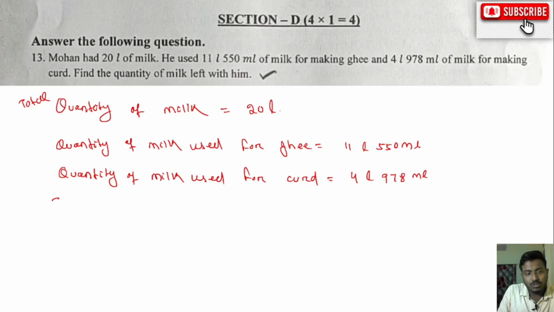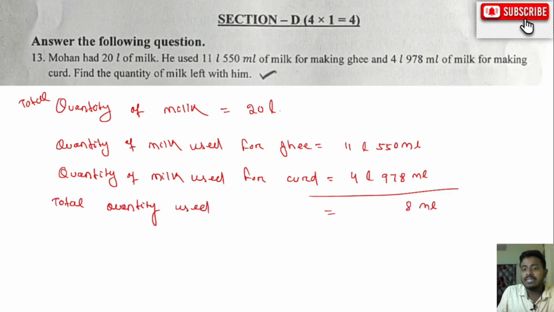How much? Simply addition, that is here is ml, 8 plus 0 is 8, 7 plus 5 is 12, carry 1, 6 plus 9 plus 1 is 15, carry 1. Here is liter, 4 plus 1 plus 1 is 15 liter 528 milliliter.